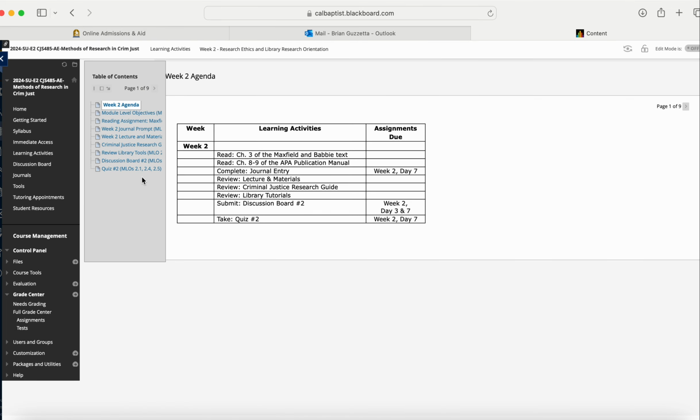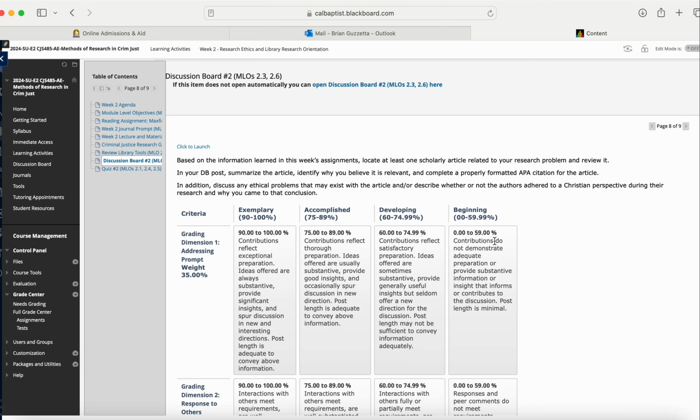And now let's look at our second deliverable, which is going to be a discussion board. Based on the information learned in this week's assignment, locate at least one scholarly article related to your research problem and review it. In your discussion board post, summarize the article, identify why you believe it is relevant, and complete a properly formatted APA citation for the article.